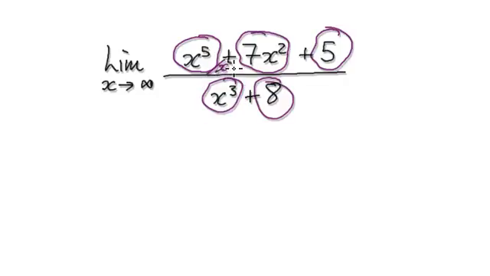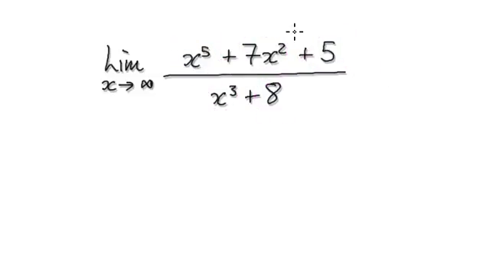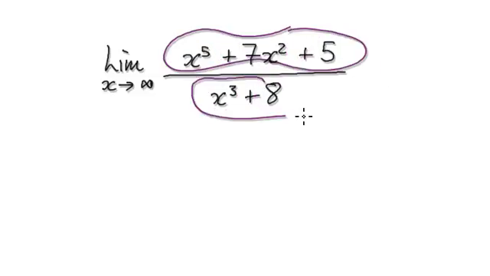Divide this by x to the power 3, divide this by x to the power 3, divide this by x to the power 3. Because in effect, what you're doing is dividing top and bottom by x to the power 3. That's what you're doing here. But then you can break it into this.